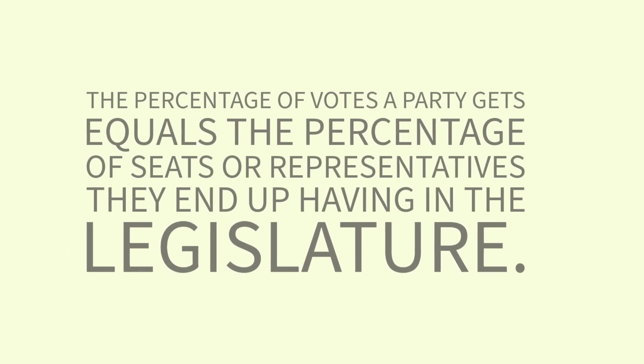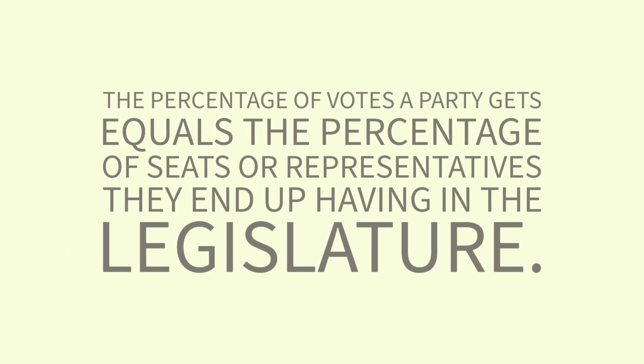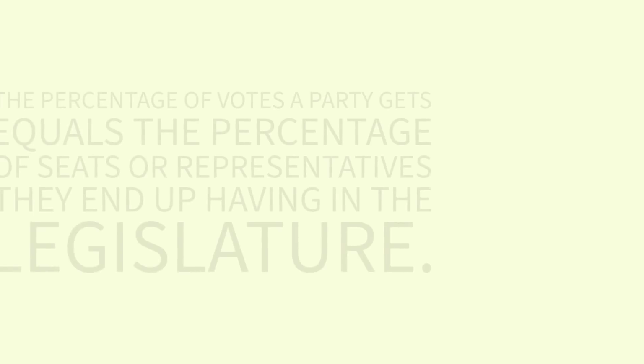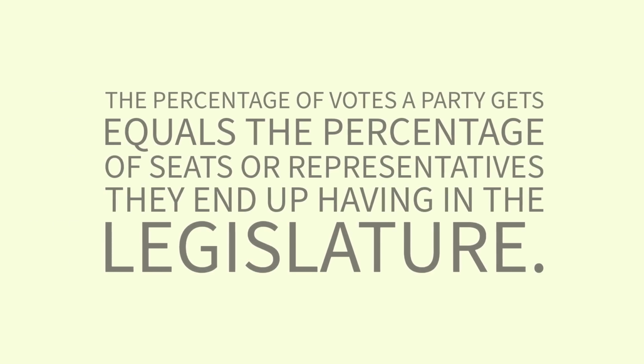Proportional representation, or PR, is a type of voting system whereby the percentage of votes a party gets equals the percentage of seats or representatives they end up having in the legislature. So, under proportional representation, if a party gets 30% of the vote, they get 30% of the seats. Simple. There are a couple of different systems for achieving this proportionality, as we might call it, like Single Transferable Vote, which is the system used in Ireland, or a mixed member system used in Germany. We won't go into depth with these different systems in this video. The important point to remember is that the outcome of these systems is the same. The percentage of votes a party gets equals the percentage of seats they get.